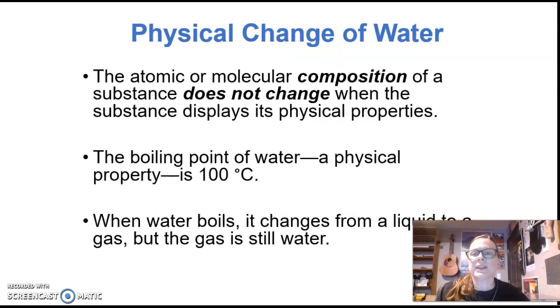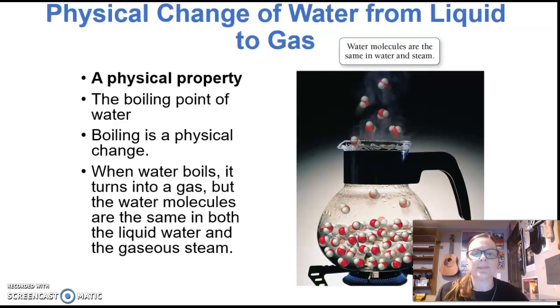Let's look at water. The atomic or molecular composition of a substance does not change when it displays different physical properties. So if you look at water, for instance, boiling of water is a physical property and it boils at 100 degrees. When water boils, it changes from a liquid phase to a gas phase, but it is still water. You have two H's and one O.